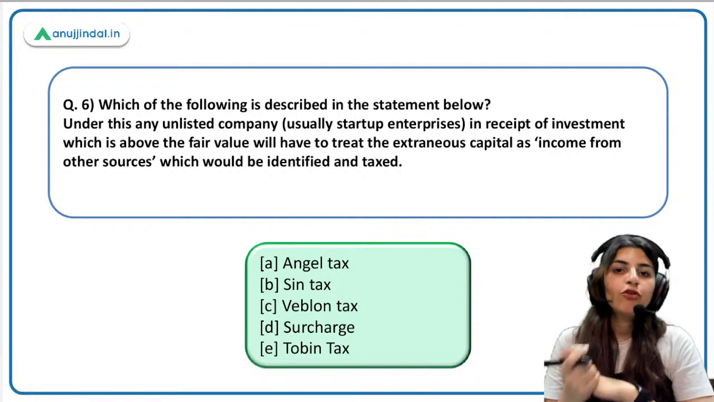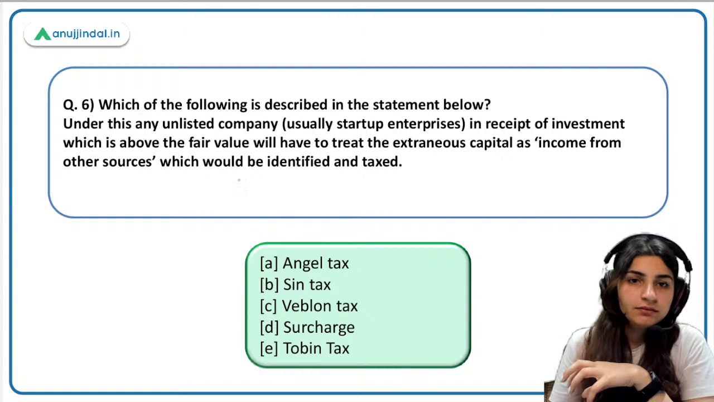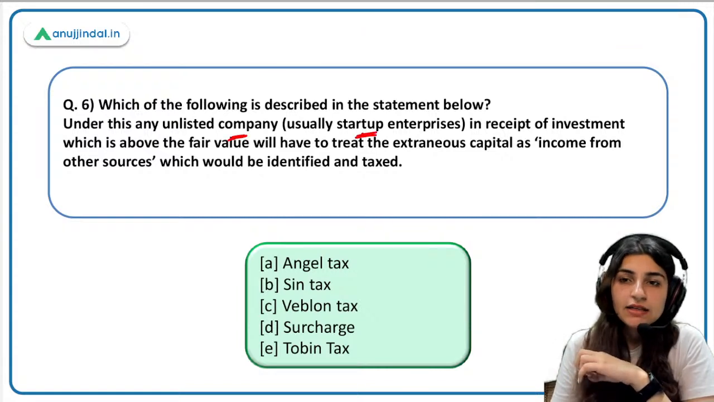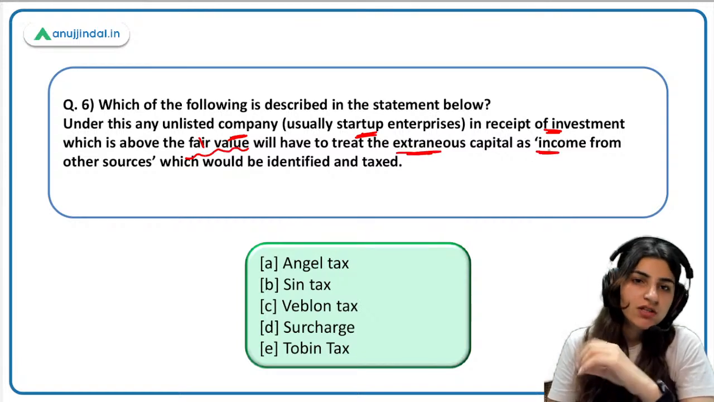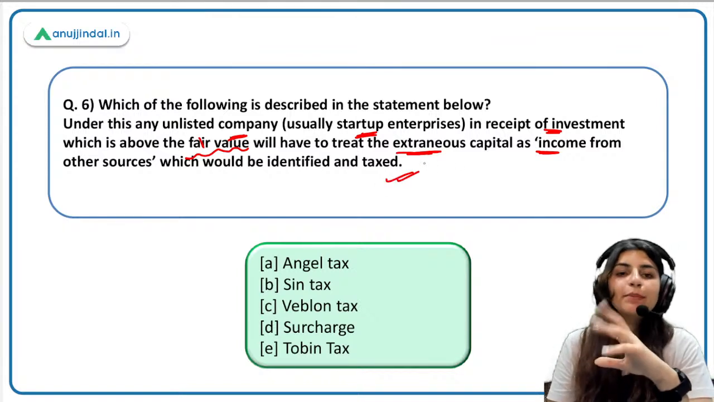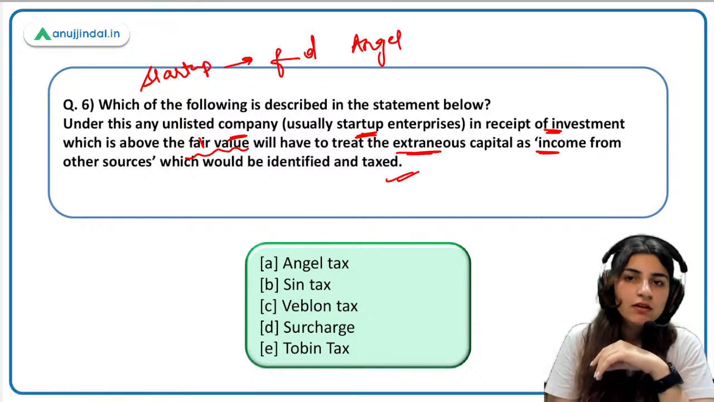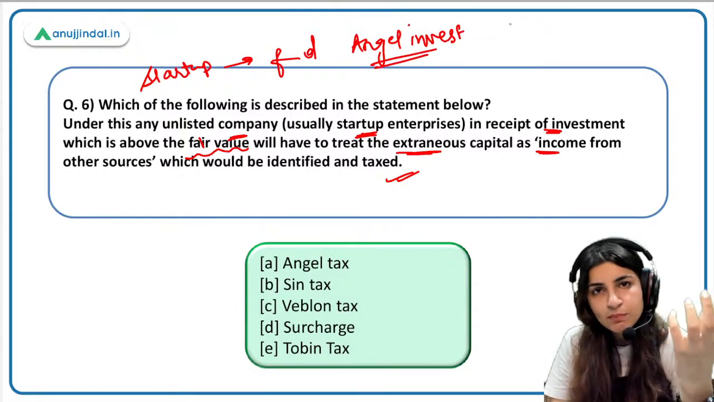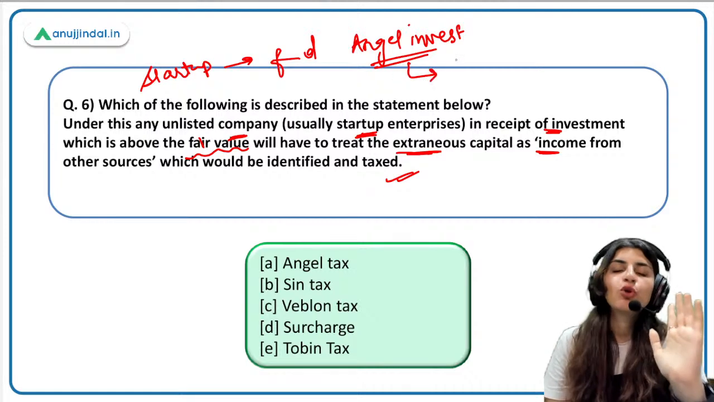6th question. Which of the following is described in the statement below? Under this, any unlisted company, usually a startup enterprise, in receipt of investment above the fair value will have to treat the extraneous capital as income from other sources, which would be identified and taxed. So what happens is, there is a startup that needs funding and investment. They ask angel investors for investment. These are angel investors who invest in startups. High net worth individuals who invest in startups are called angel investors.